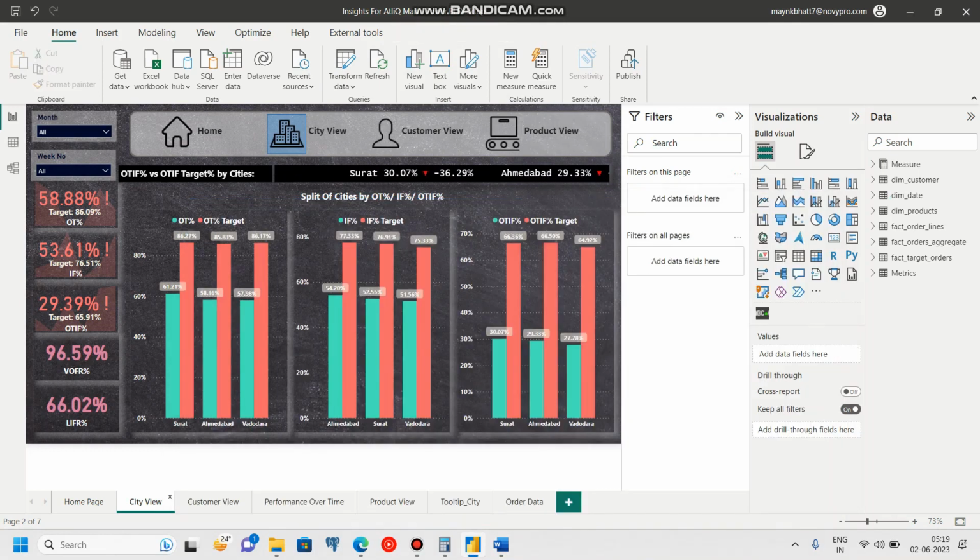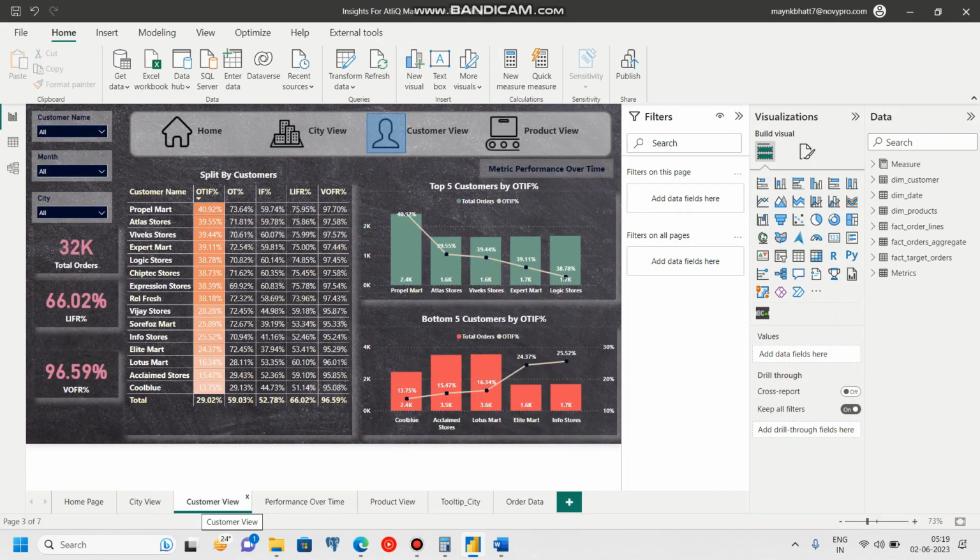Now let's quickly move to customer view from the city view and try to understand what is happening to the data customer wise. So here I have a matrix customer wise split by customers. I have top 5 customers by OTIF percent and bottom 5 customers by OTIF percent. I have applied conditional formatting in the matrix. The columns that look darker have higher OTIF percent, and with the columns fading, the OTIF percentage numbers are decreasing. So the column with the lowest OTIF percent is the most faded column.